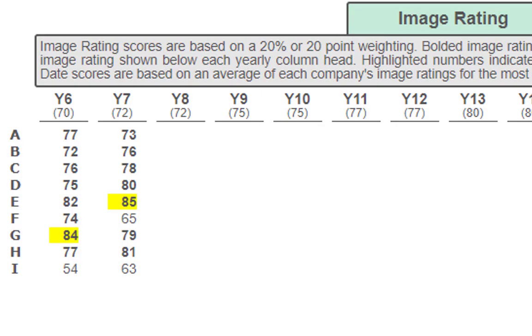Moving on to image rating. So Company E, 85, great job, Company E. Everyone met expectations except Company F and Company I. So I've been saying Company G this whole entire time, but now it's actually Company F and Company I who did not meet expectations. Company G fell a little bit from year 6, but that's probably right where they want to be, around that 79 or 80s mark. So for image rating, I give them credit.